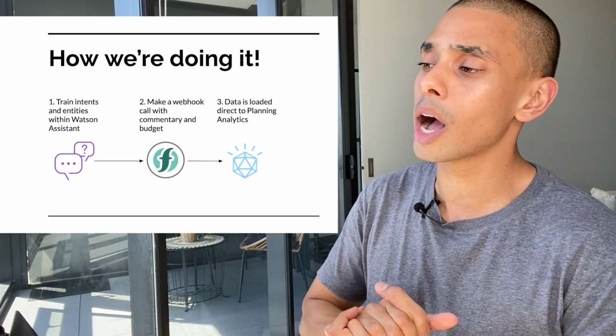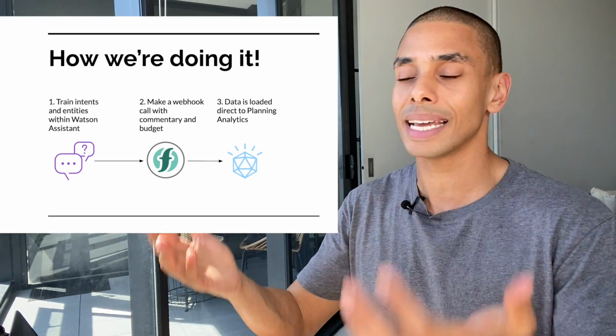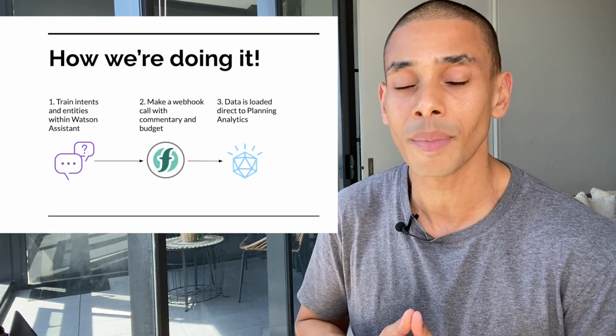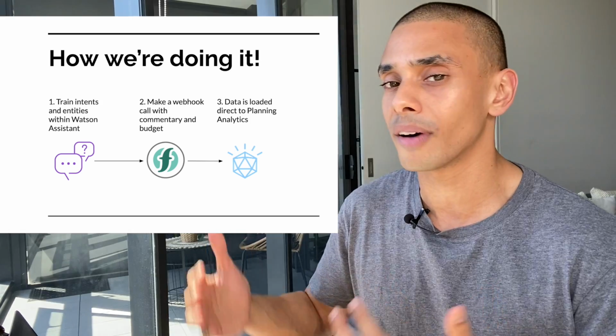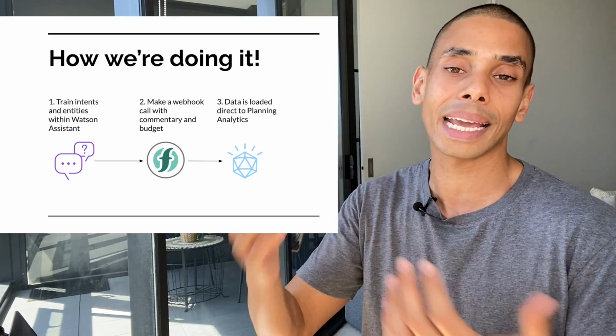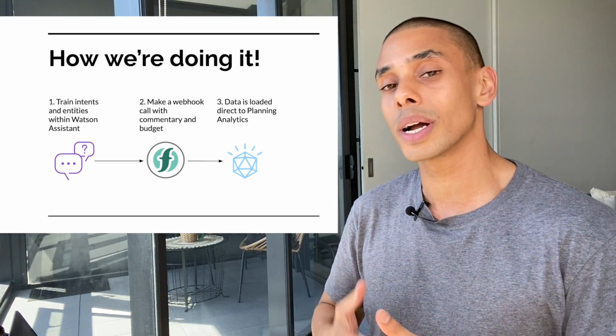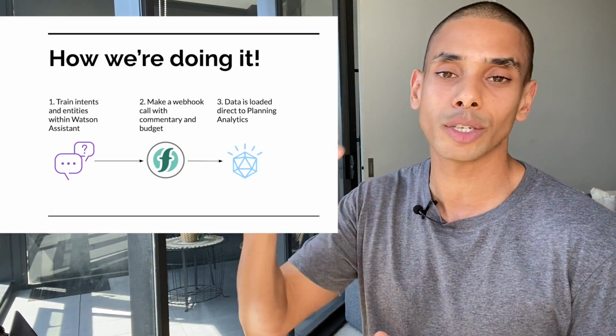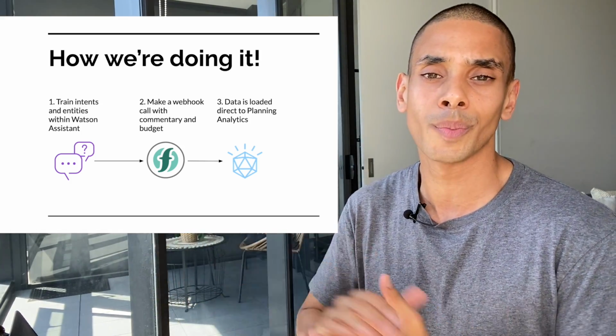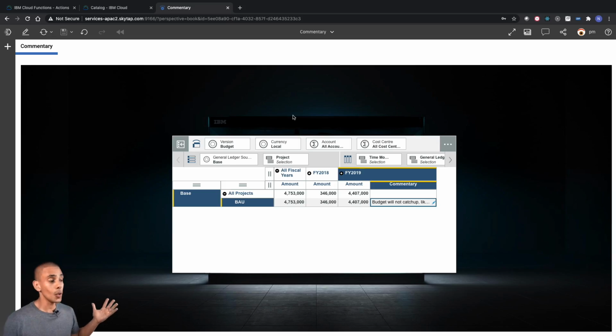Now, in terms of how we're going to be doing it, we're going to be training our intents and entities within Watson Assistant. Then we're going to be using IBM Cloud Functions as webhooks to interact with our Planning Analytics bot. And last but not least, we're going to be pushing all of our commentary into our Planning Analytics general ledger cube. Ready to do it? Let's get to it. So in this video, we're going to be setting up a budget bot.